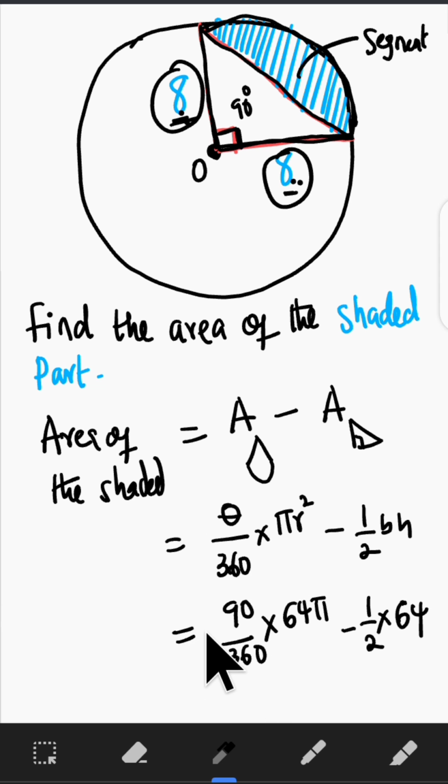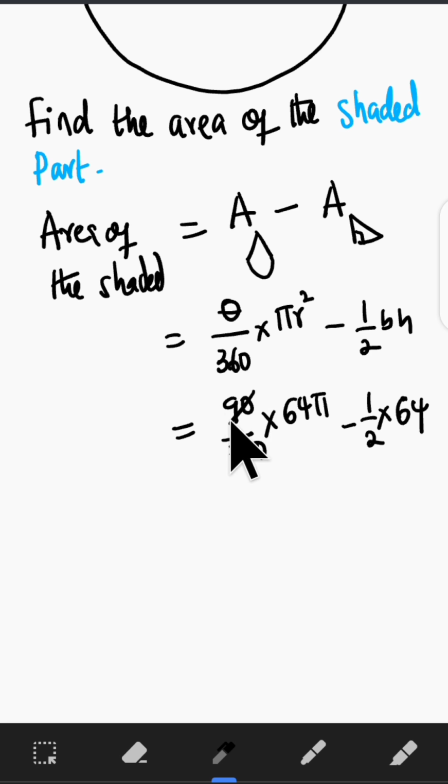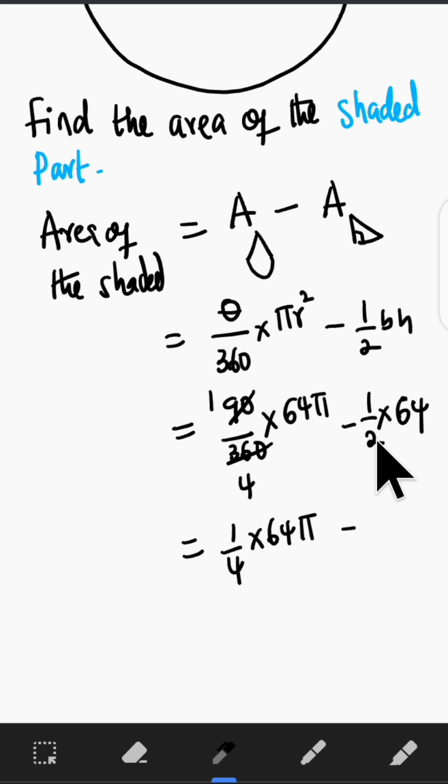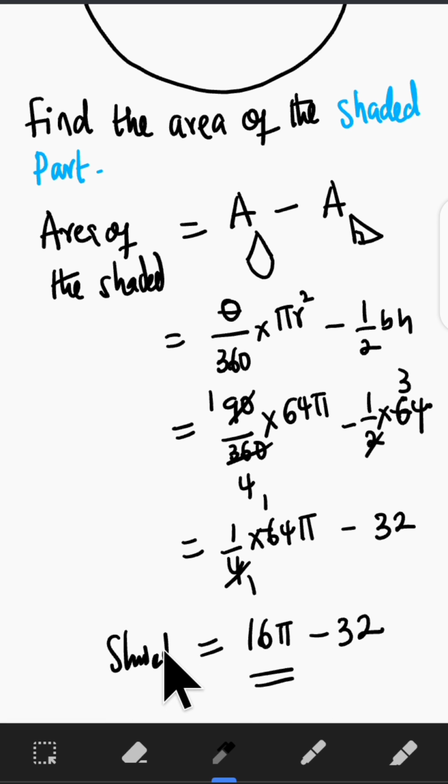So finally, moving forward, if I simplify these, 90 over 360 is 1 over 4, and we have 1 over 4 times 64 pi, minus this one will give me 2 into 6 is 3 and 2 into 4 is 2. That's 32, right? And of course, you know 4 can actually divide this. 4 into 64 is 16. So that would be 16 pi minus 32. That is the area of the shaded part. So I think that's the final answer.